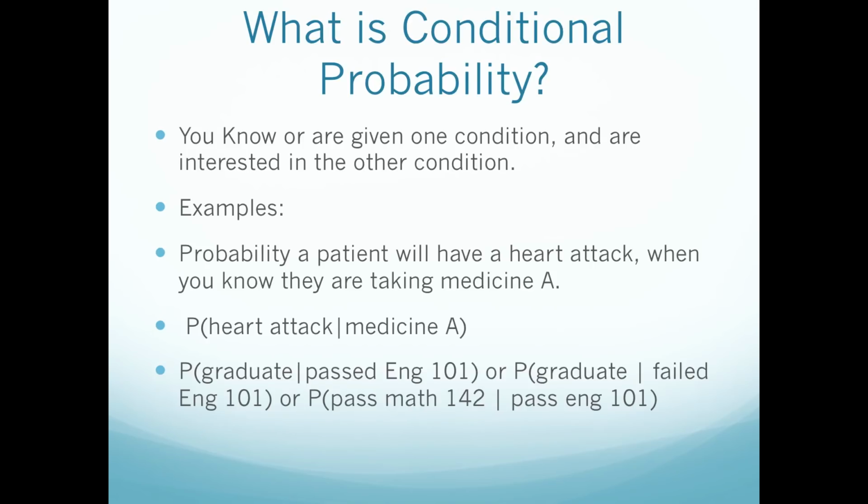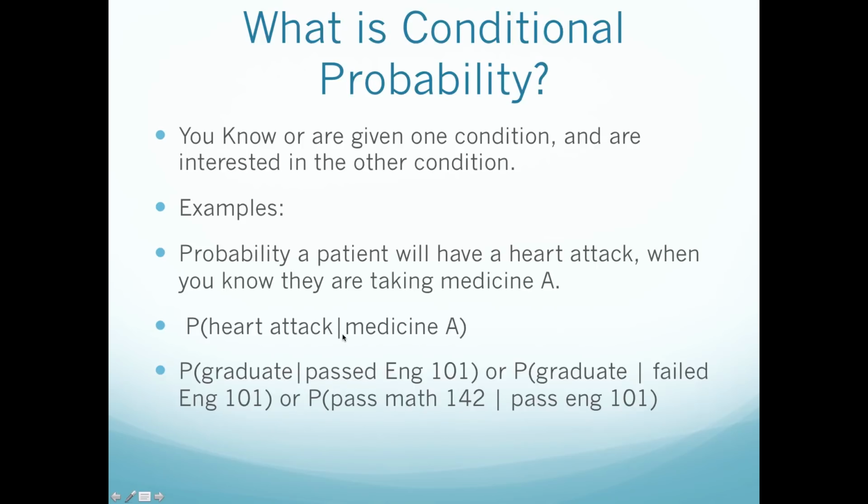You're a medical company testing a new medicine. So you know some of your patients have taken medicine A and you want to see what the probability is they have a heart attack when you know they're on that medicine. You might want to compare that to the probability they have a heart attack when they're not on the medicine. So we would write that: probability of heart attack given they're taking medicine A.